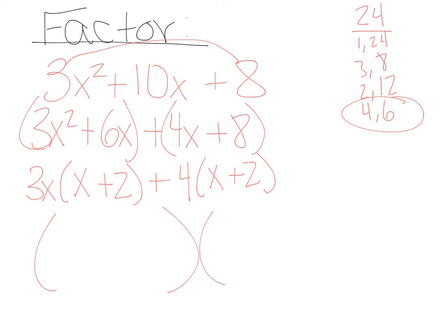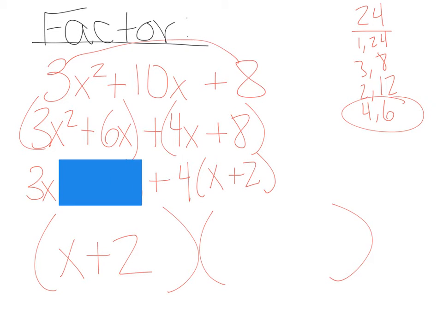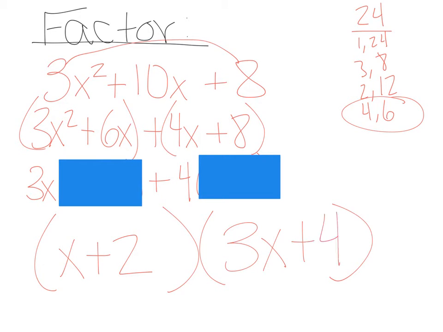So finally, we're ready to write our two binomials. The first binomial will be the x plus 2. We're going to factor this out of our two terms here. So I'm taking the x plus 2 out. And then what goes in the second binomial is whatever you have left. So if you can't really visualize it, cover up the x plus 2. If we cover up the x plus 2, what do we have left? We have 3x plus 4. That's what goes in our second binomial. And that is how we factor using grouping.